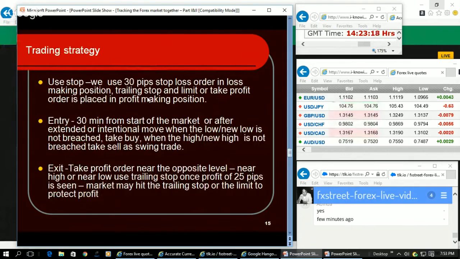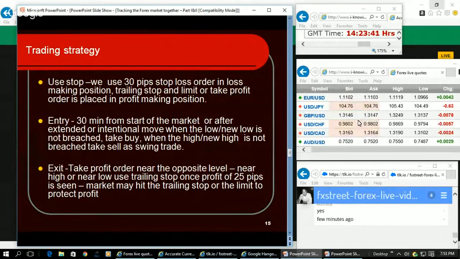So we watch the market for about 30 minutes from the start of the session and then try to take a buy position near the low, in the event they stop cutting the low and do not breach the low for more than 30 minutes. Otherwise, we also take a buy when they breach the initial high and stay above it for more than 30 minutes.